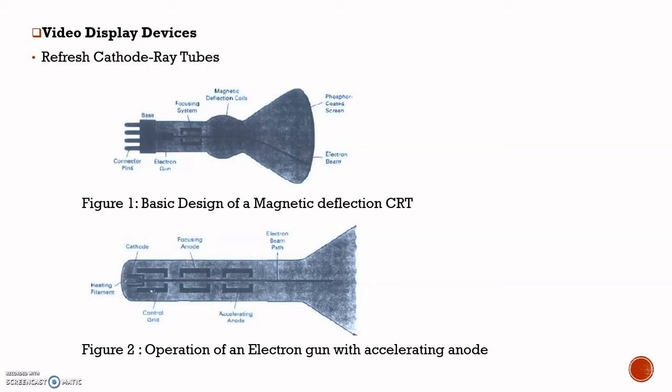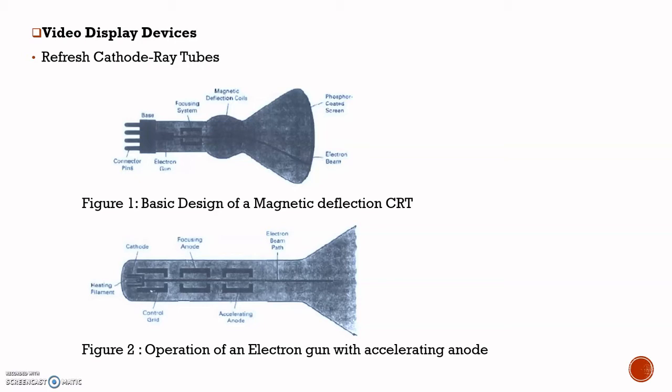The focusing system in a CRT is needed to force the electron beam to converge into a small spot as it strikes the phosphor screen. So we are making the light a bit small.